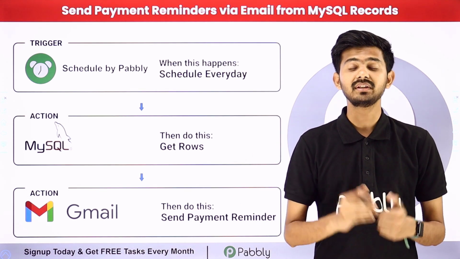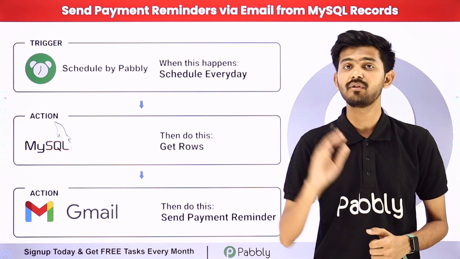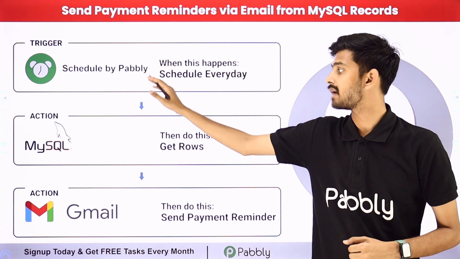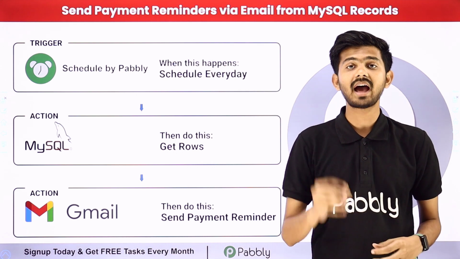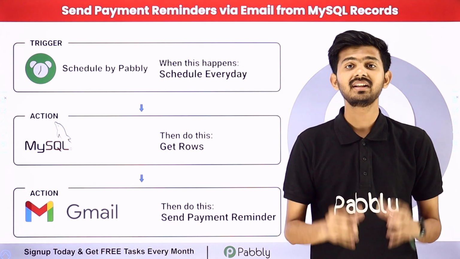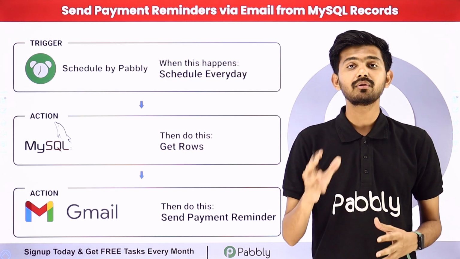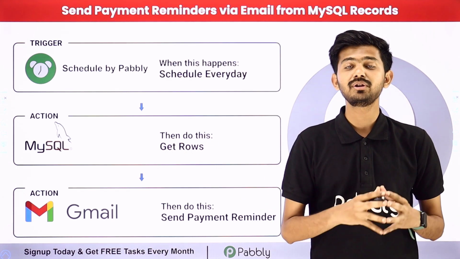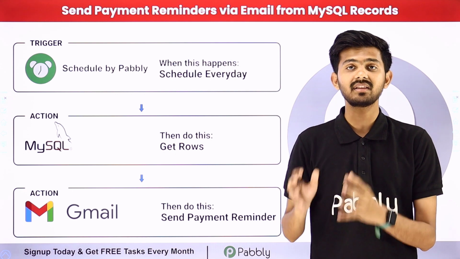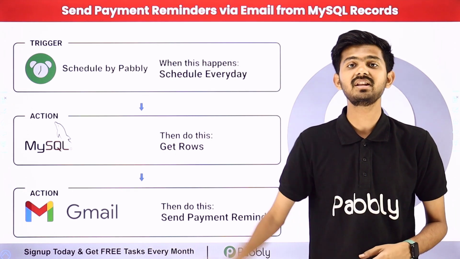So here my objective is that I want to first schedule my workflow for every day by using Schedule by Pabbly, and now I want to get the rows of all the customers that have due payments in my MySQL table. After getting the rows and the details of my customers, I'm going to send payment reminder emails to all my customers by using Gmail.